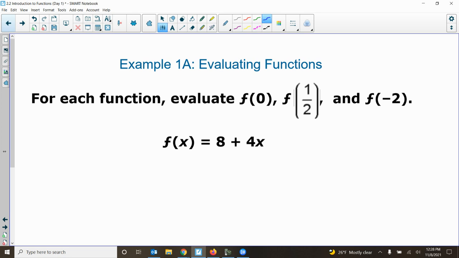So what's f of 0 going to be? Where does this function take 0? 0 must be related to something. Where does 0 go? Colton, what do you think? The 0 is your x, right? Yeah, 0 is my x. So what's 8 plus 4x? 8 plus 4 times 0. Which is? 8. Exactly.